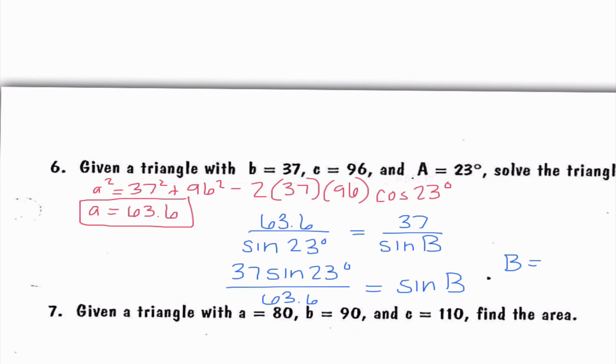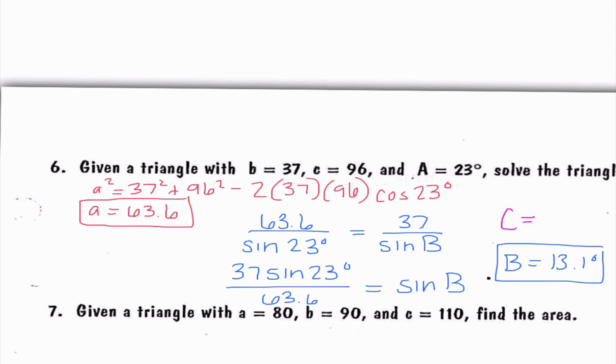So sine inverse of 37 times the sine of 23. We need to remember to close that parenthesis, divided by 63.6. And when I put that in, I get that angle B is 13.1 degrees. And that seems kind of strange, but if we look at these three sides, it would make sense that angle B would be smaller because side B is the smallest side.